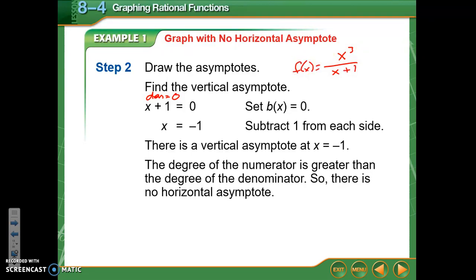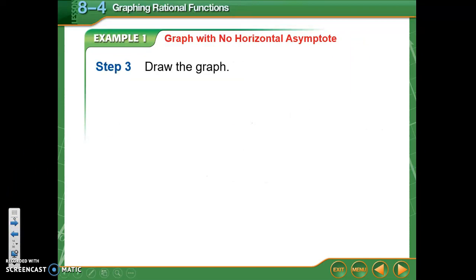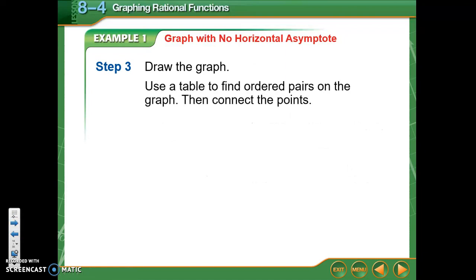The degree of my numerator is greater. The degree of my numerator is 3. The degree of my denominator is 1. No horizontal asymptote.